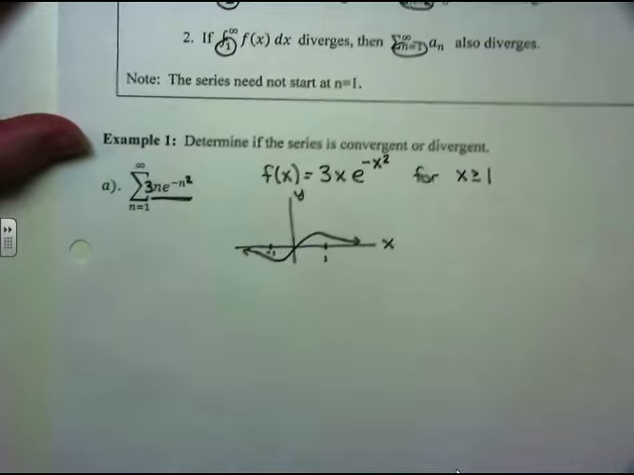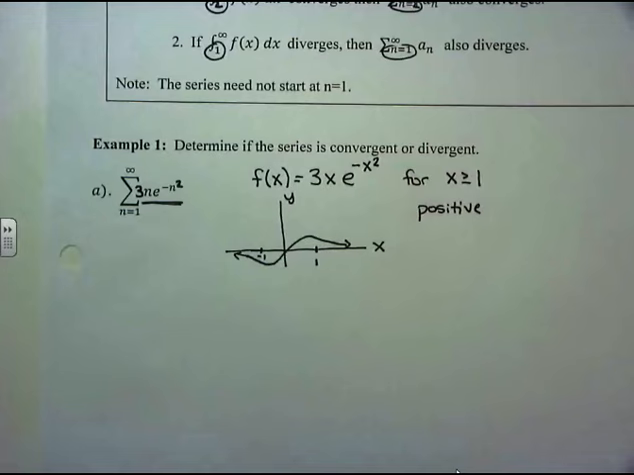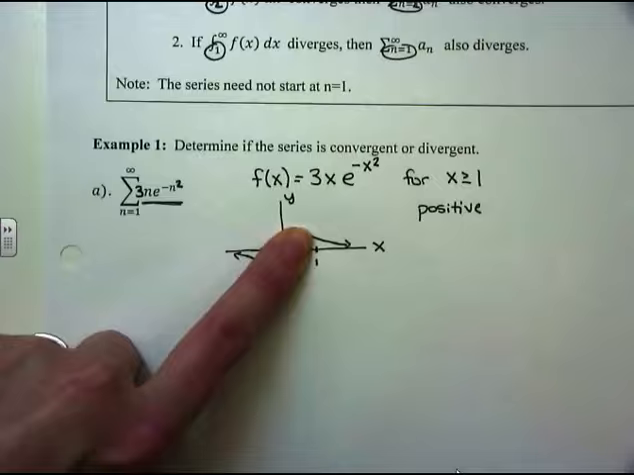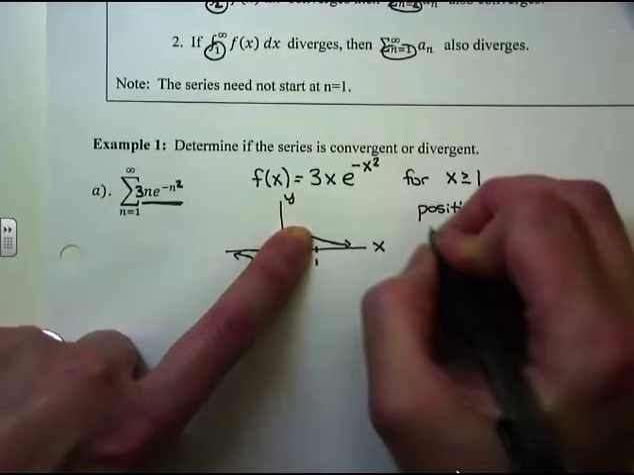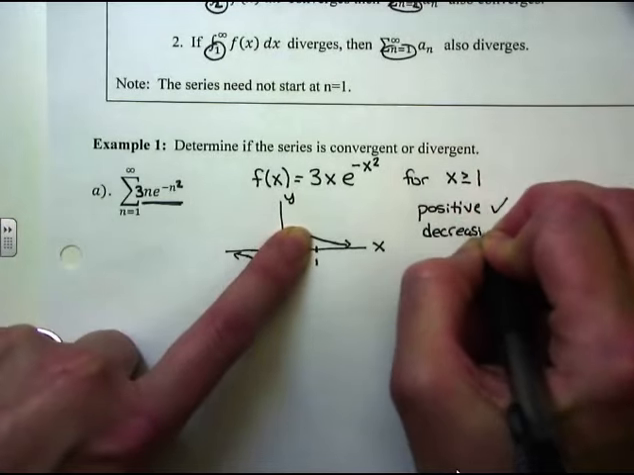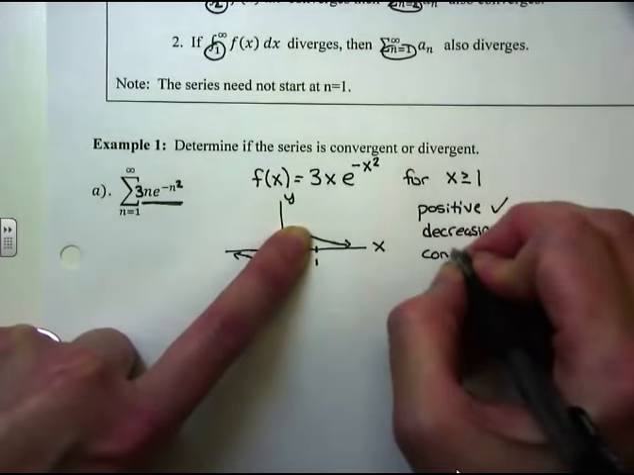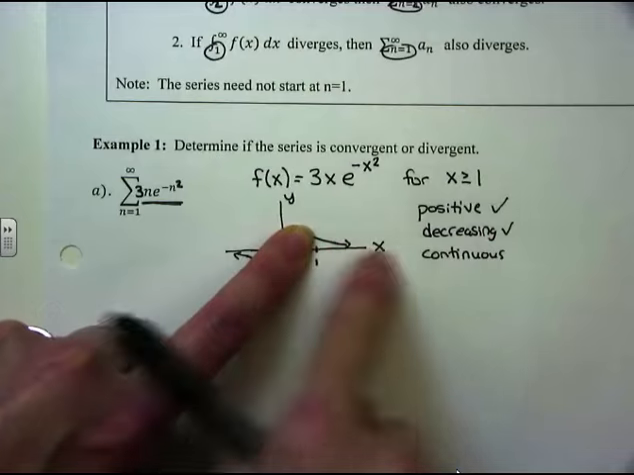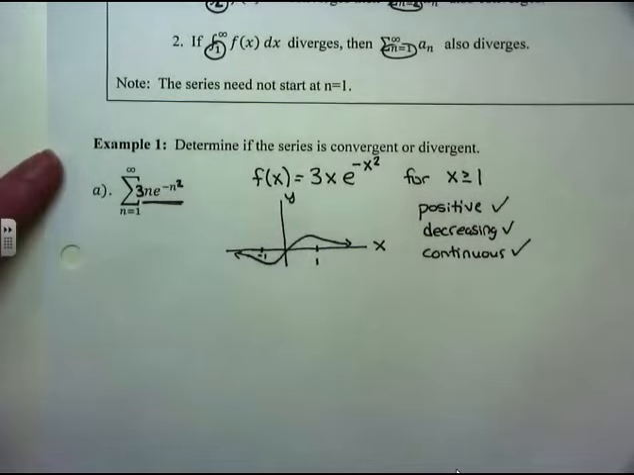Now, things that I want to know, is this graph positive? Well, if you're looking at it as a whole, the answer is no. But remember, I'm only interested for x greater than or equal to 1. So from x equals 1 forward, you'll notice that this graph is positive. Is this graph decreasing? Yes. And is this graph continuous? For x greater than or equal to 1, sure it is. So it meets the three conditions, which tells me I can use the integral test.